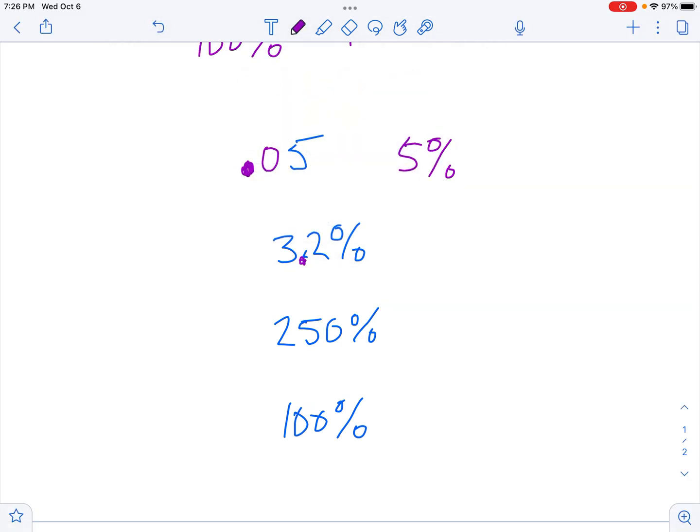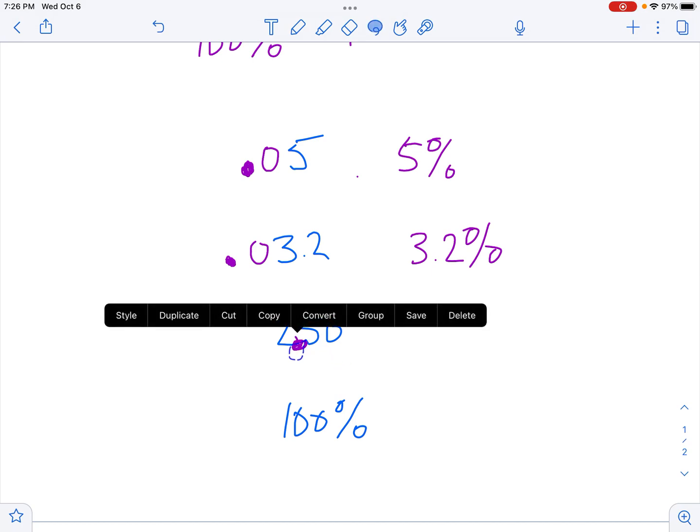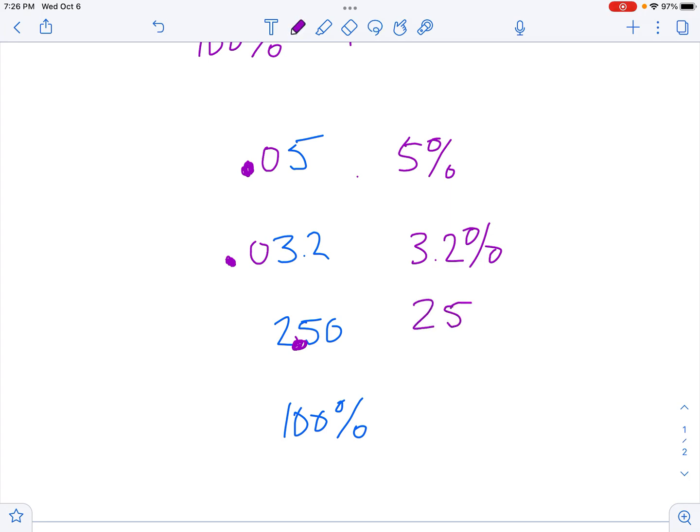Same thing with 3.2%. Take the decimal, move that 2 places, erase the decimal point there, and put a 0 here. So that's 3.2%. And then 250%, the decimal point is there. Erase the percent, and take that decimal point and move it over 2 places. So that's 2.5, and that's 250%. Okay. So that's changing a percent to a decimal.